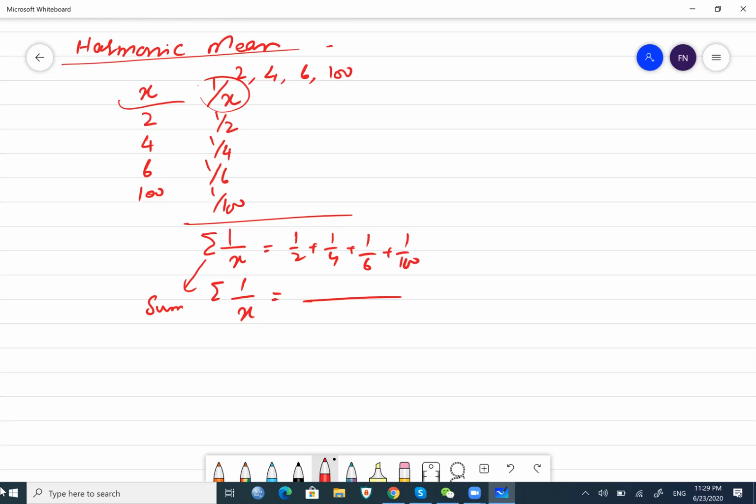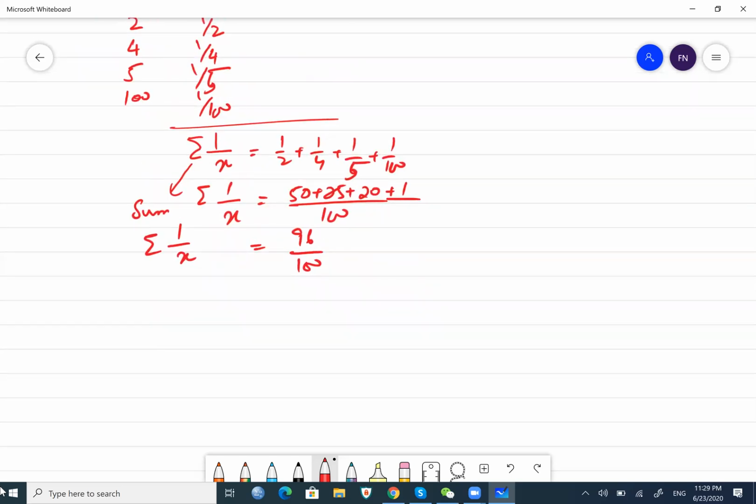I change my data. Let's say I make it 5 to make it simple. In that case, if I add them: 100, 50, 25, 20, and 1, which means 75, 96 by 100. So this is the sum of 1 over x, and the formula for harmonic mean is, I write the formula for both.